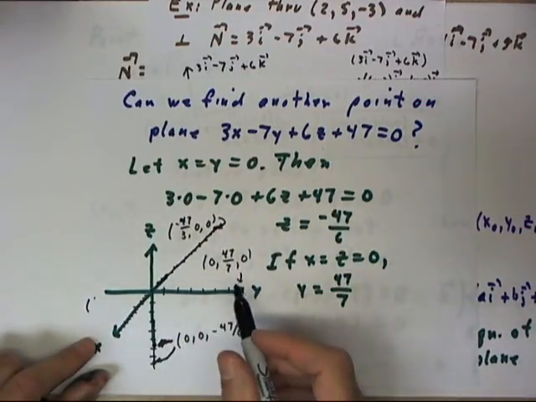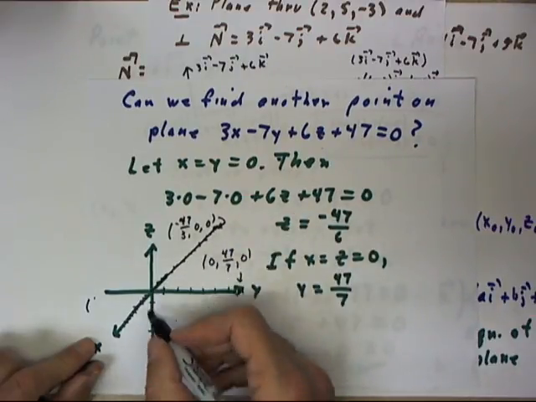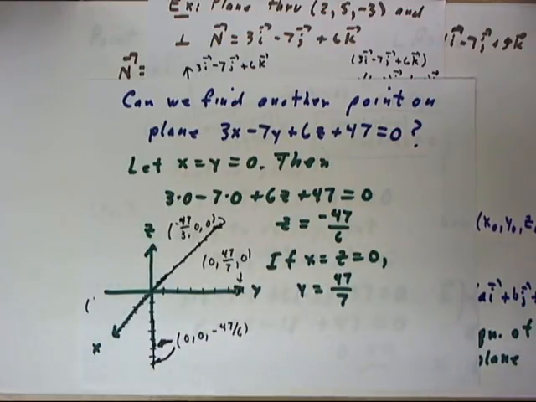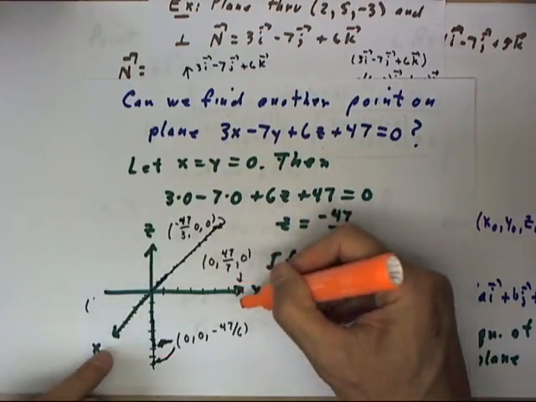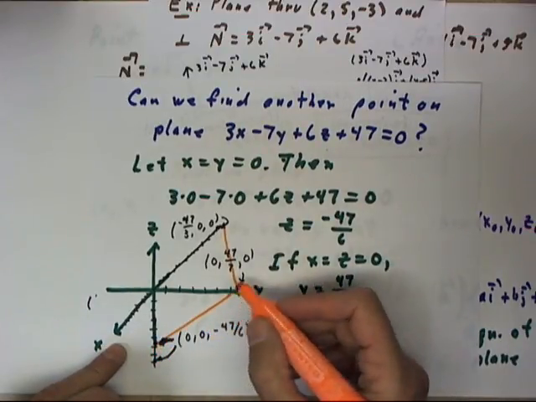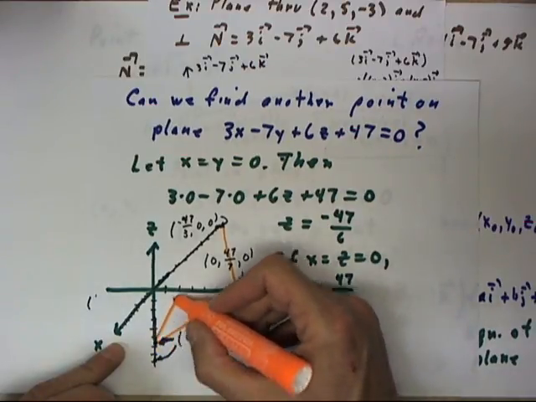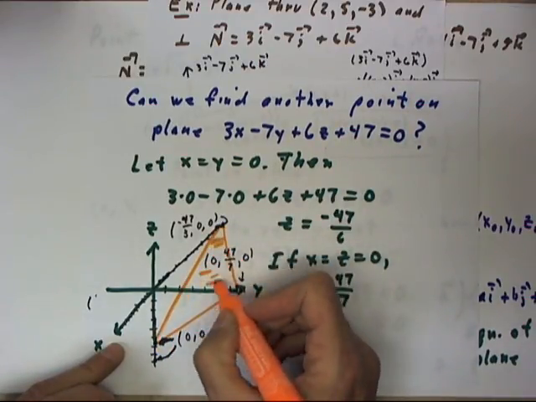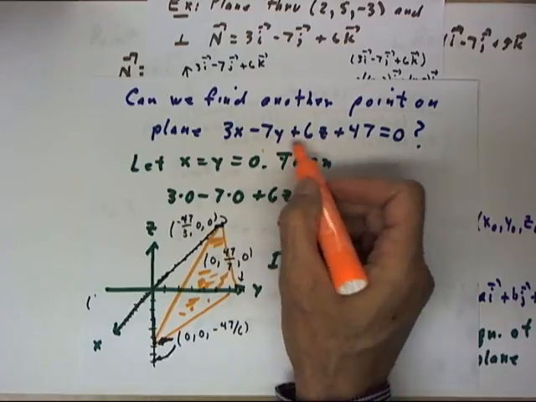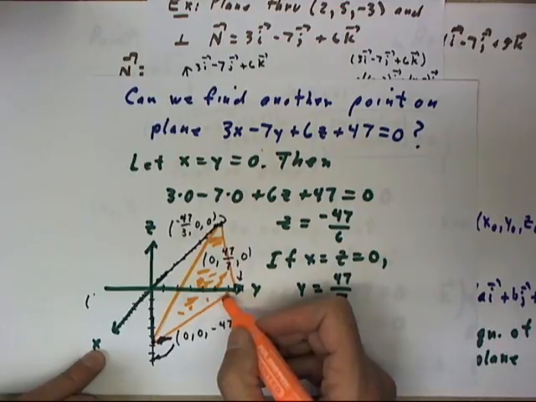Now we have the points where this plane intersects the z-axis, the y-axis, and the x-axis. Despite a somewhat unfortunate choice of where to label this point, we could draw a triangle here connecting these 3 points. This triangle would be in this plane, and we can sort of visualize where this triangle is.